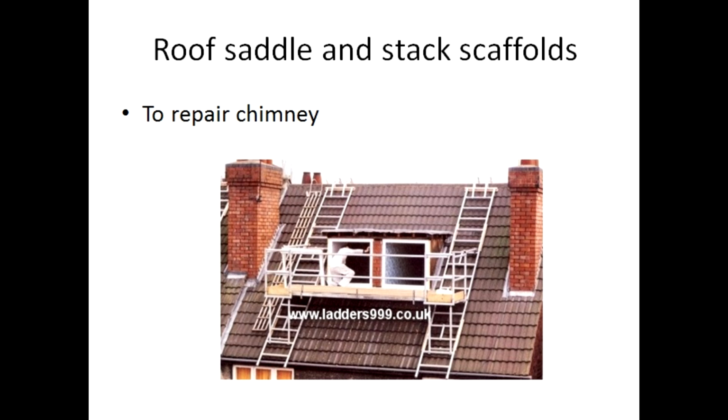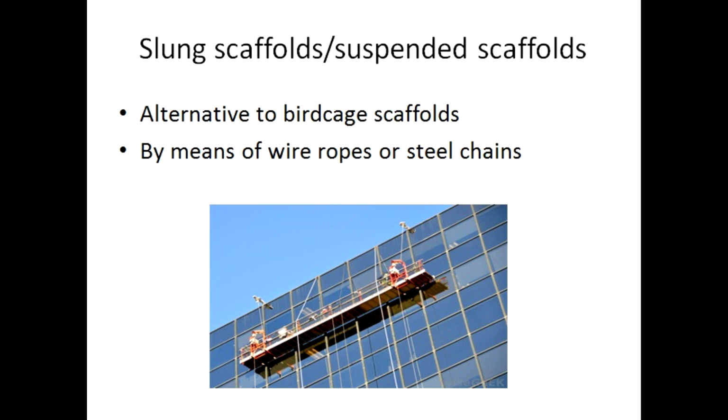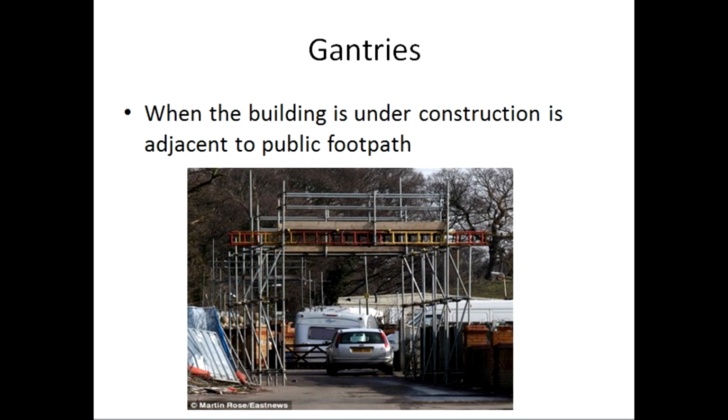Next is roof saddle and stack scaffold. Roof saddles are generally erected when minor repairs are made, for example by replacing chimney pots and repointing. A roof stack is used because the position of the chimney requires an access scaffold. Roof stacks are erected when more substantial repairs are required, for example in demolition and rebuilding of a chimney in situ.